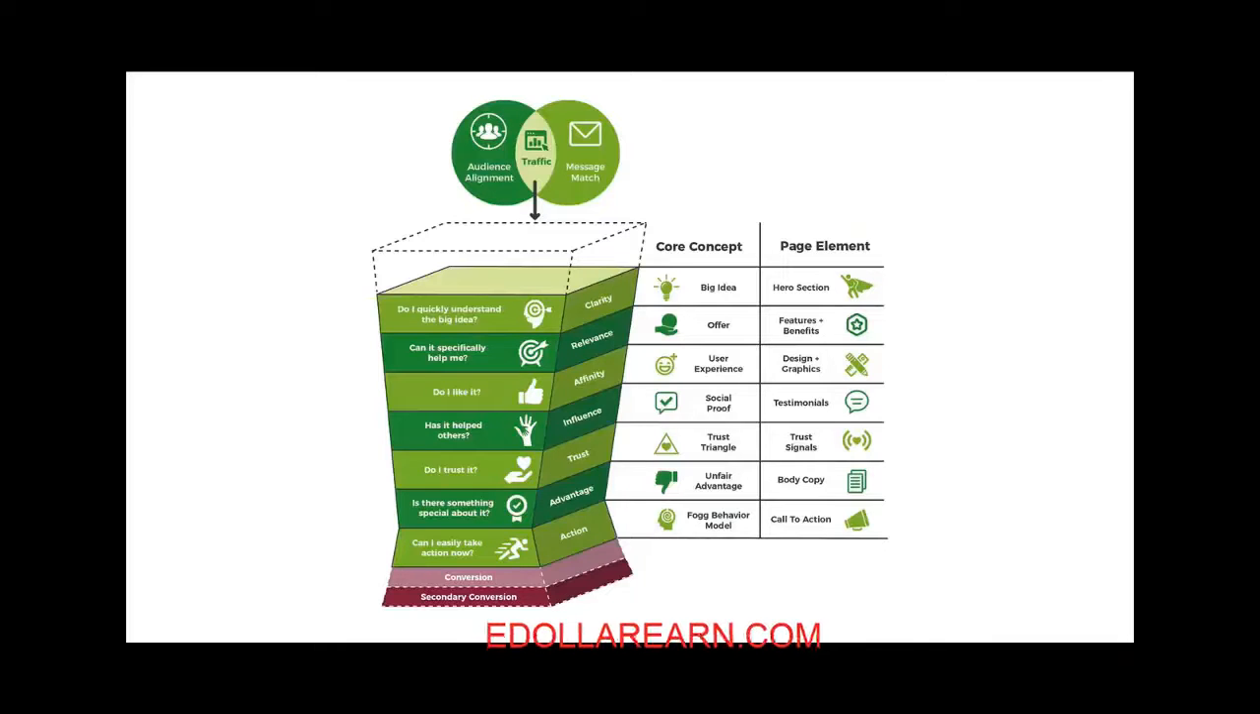To visualize this differently, here's a chart of the 7 questions, along with their core concepts and the main page element they affect. One thing I want to point out here is the very top. See where it says audience alignment and message match? What this means is that you need to start by ensuring that you have the right traffic or visitors coming to your landing page. Otherwise, none of this matters. You get the right traffic by aligning the message in your ad or email to the message on your landing page. That's called message match, and we're going to talk about it in more detail later.